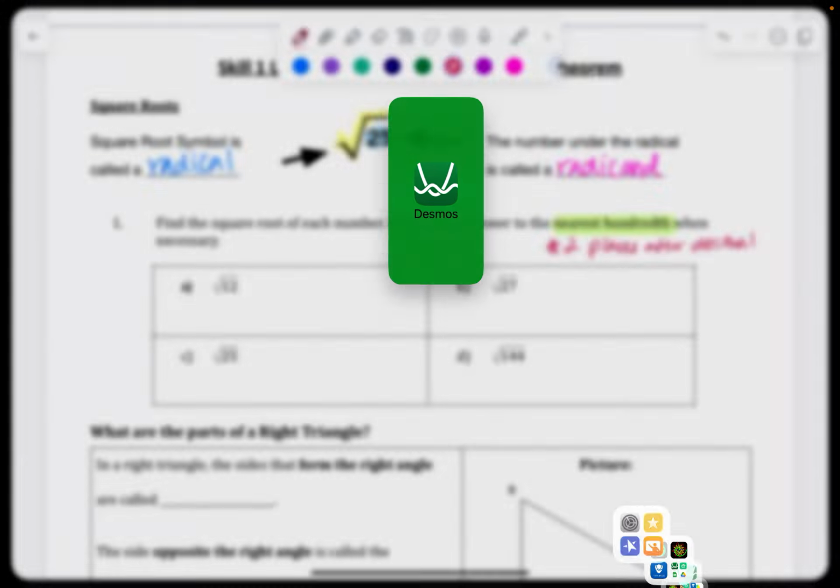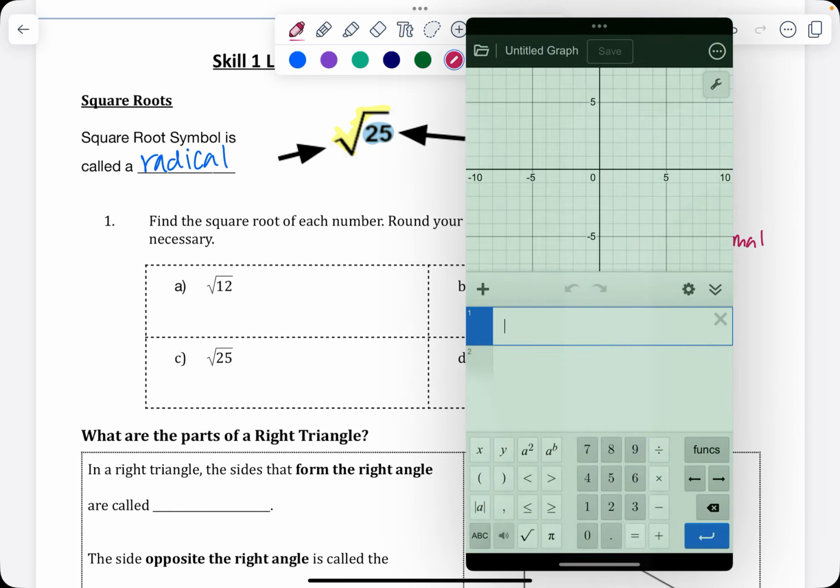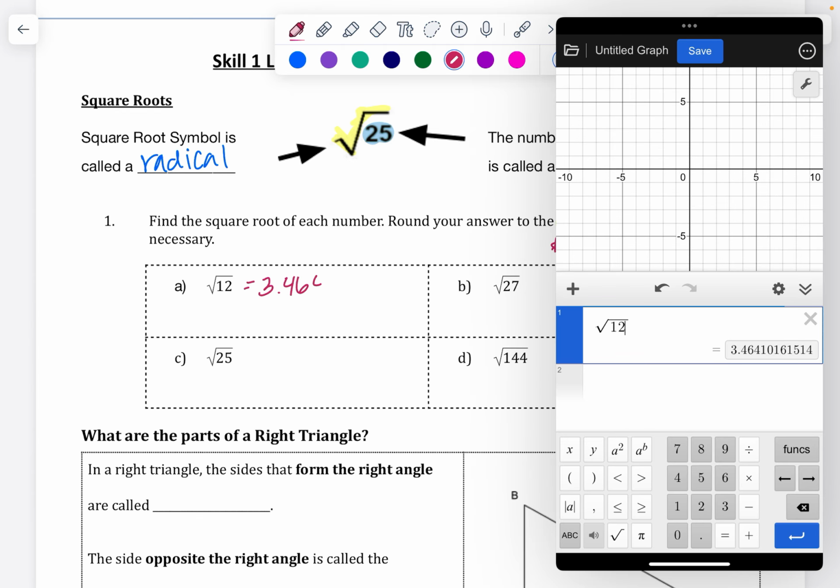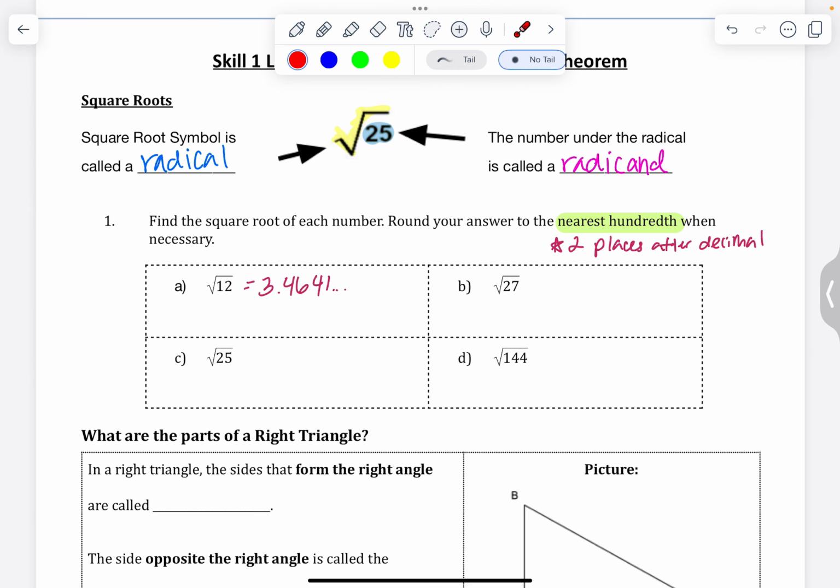So I'm going to go to my calculator. And in our calculator, on the bottom, there's the radical symbol. And then I'm going to type in 12. And it looks like we have about 3.4641, yada, yada, yada. Right? It goes on and on and on. Okay? We have to go and round to the nearest hundredth, so 2 places after the decimal.